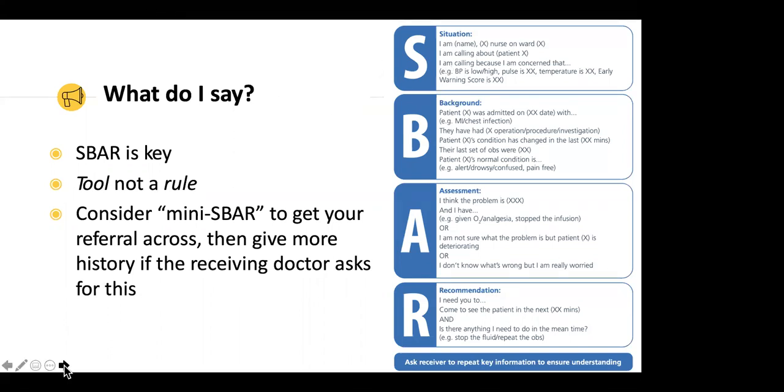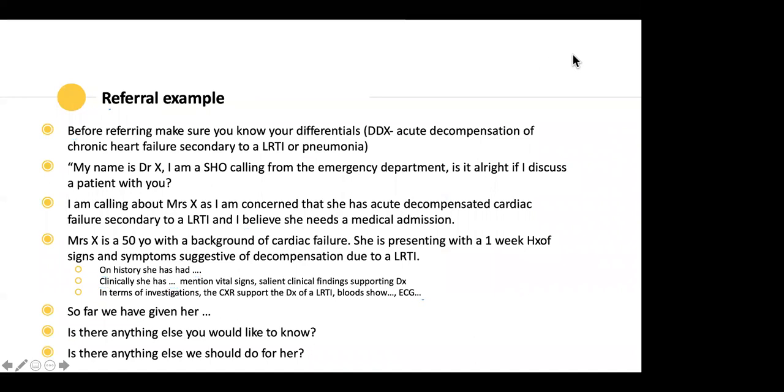So before you're referring, for real life and for exam purposes, make sure you know your list of differentials, because often you will get asked, what do you think this is? Based on that little scenario, you could say that you think this patient has acute decompensation of chronic heart failure secondary to a lower respiratory tract infection or pneumonia.